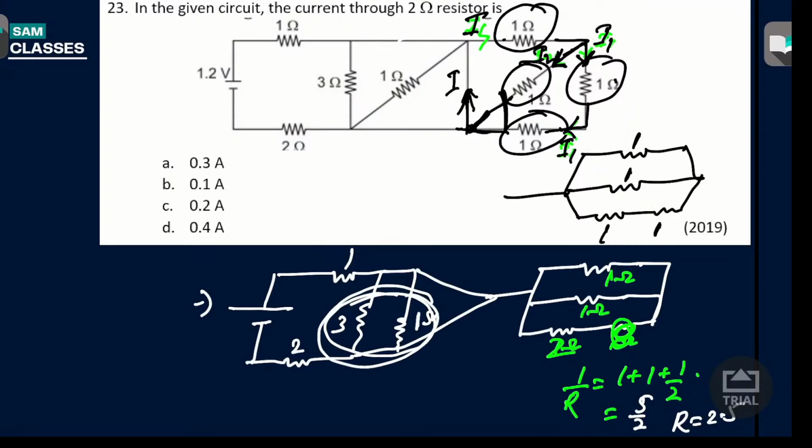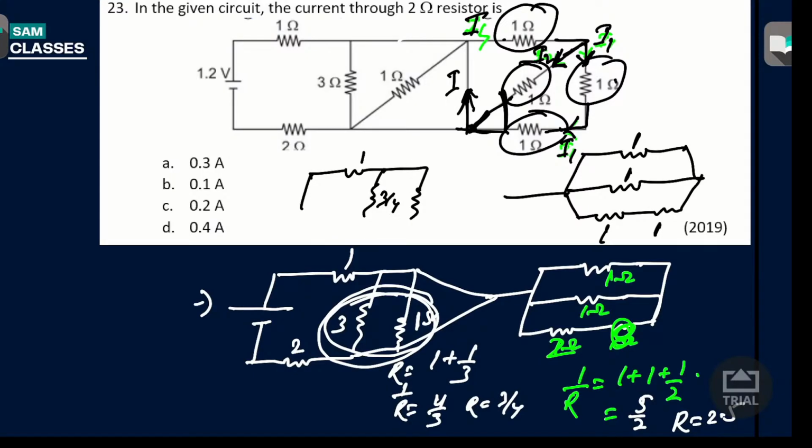So once you have matched, these two are in parallel. So 1 plus 1 by 3. So what you will get? 4 by 3. So R equal to 3 by 4. So now we have 1 here, 3 by 4 here, 5 by 2 here, and a 2 here. Clear? It became a bit big, let's see if we can make it a bit smaller.